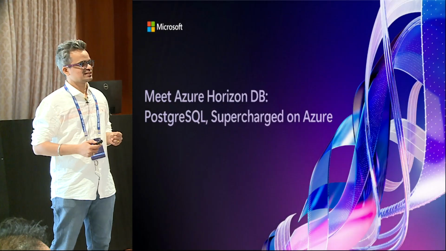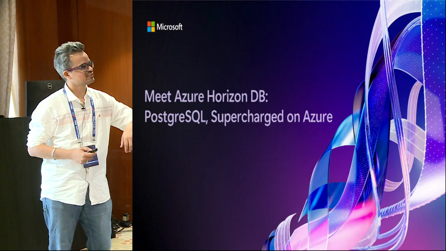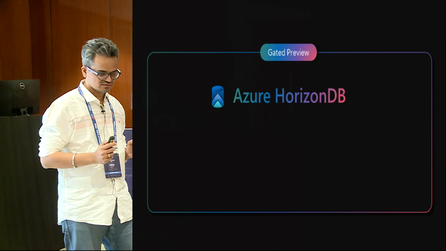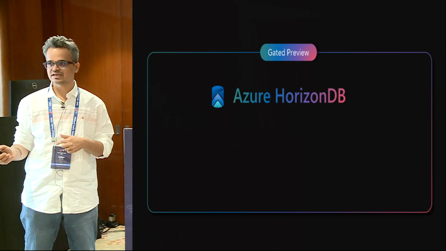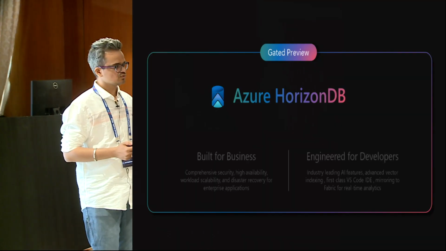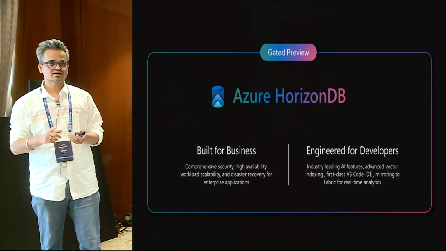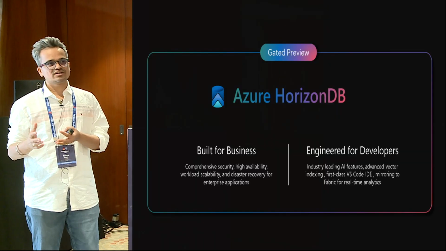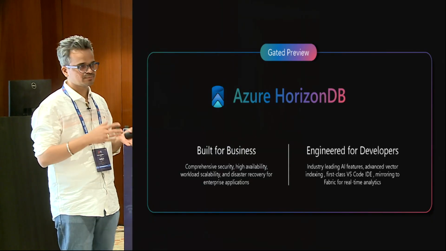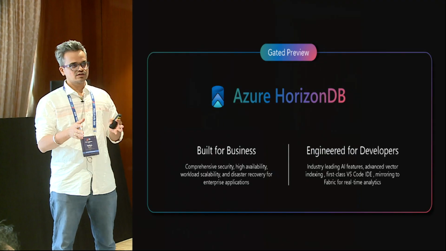So here comes Azure HorizonDB, supercharged on Azure with Postgres. Right now Azure HorizonDB is in gated preview. It was announced during Ignite, in the November 2025 time frame. It is built for businesses, where it provides all the enterprise-level security, that is Entra ID authentication, private endpoint networking, and high availability and disaster recovery. All enterprise features are available, as it is built for business.